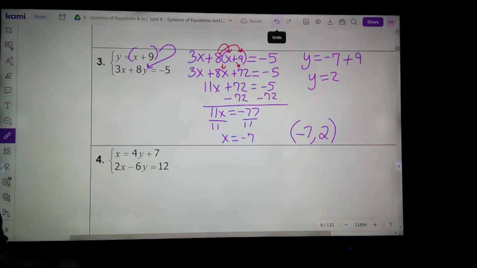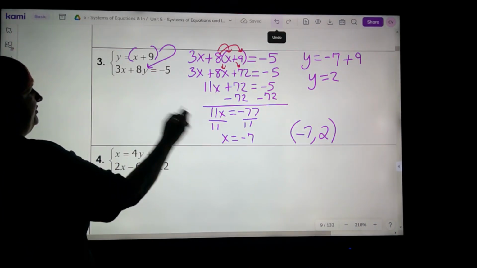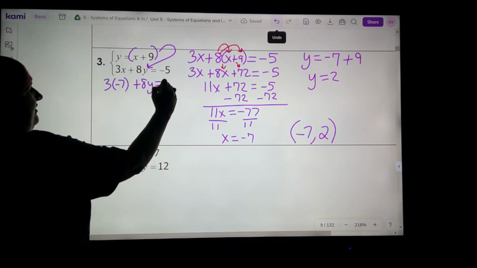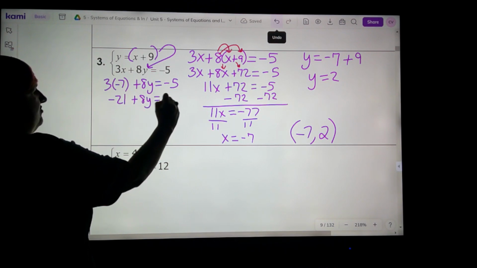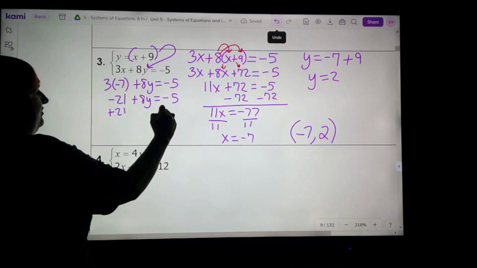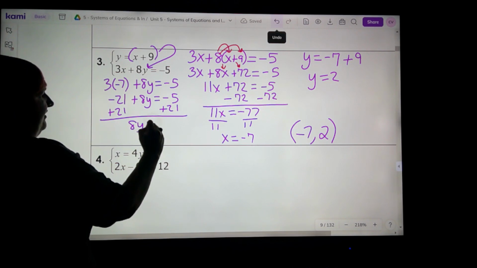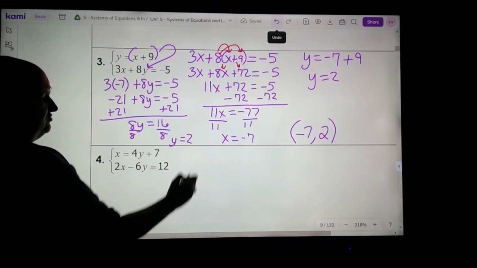And if you had used this other equation, you should get the same answer. You don't have to solve both equations unless you want to double check. You should get the same answer if you're right. So let's see if we are right. Instead of x, we're going to put -7. So 3 times -7 plus 8y equals -5. -21 plus 8y equals -5. Add 21, which would be 8y equals 16. Divide by 8, y would equal 2.